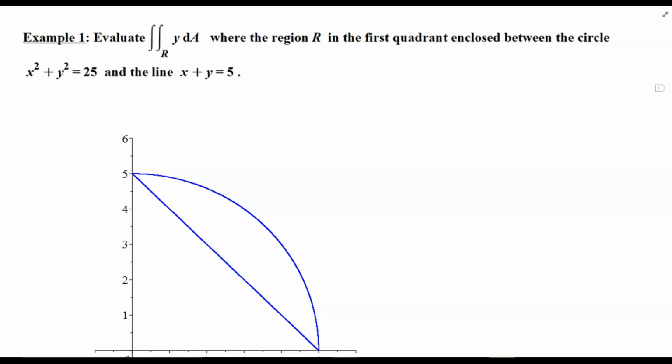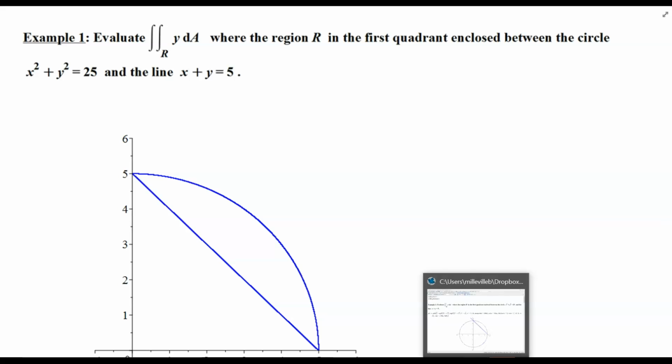Alright, here's the example. We've got the double integral of the function y with respect to area over this region R, where R is the region in the first quadrant enclosed between the circle x squared plus y squared equals 25 and the line x plus y equals 5. And I've got the picture below. We're going to do a little bit of the visualization of this in Maple, and then we'll come back here to work this problem out.